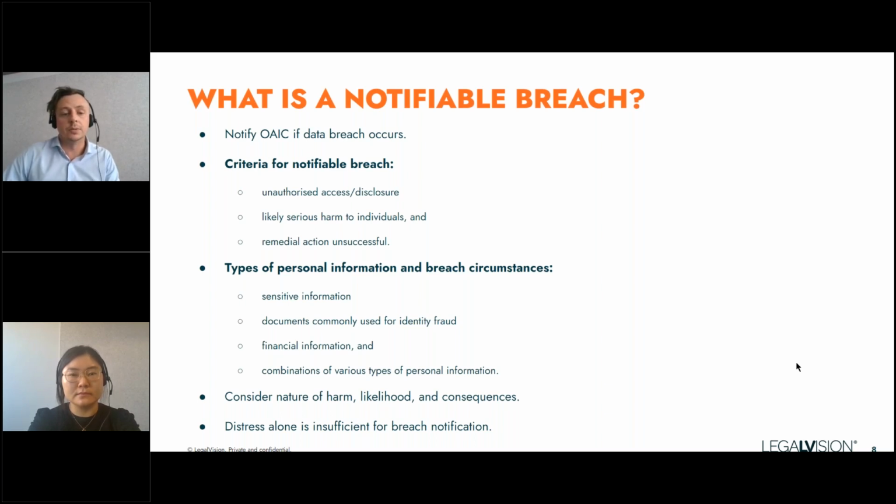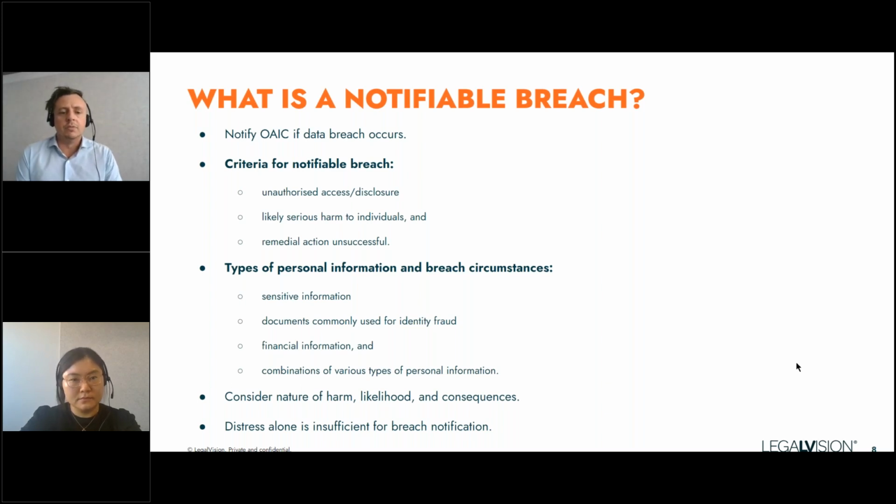Serious harm to an individual may include serious physical, psychological, emotional, financial, or reputational harm. And lastly, the entity has been unable to prevent the risk of serious harm with remedial action. The phrase "likely to occur" in this case means that serious harm to an individual is more probable than not to occur. And finally, it is important to remember that a notifiable data breach can also occur if data is lost and is unable to be retrieved.